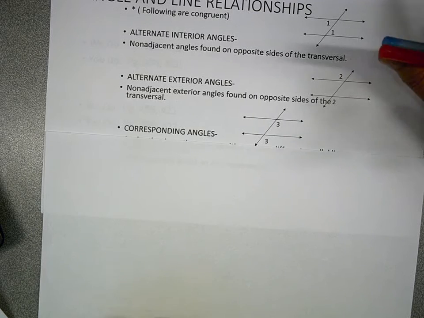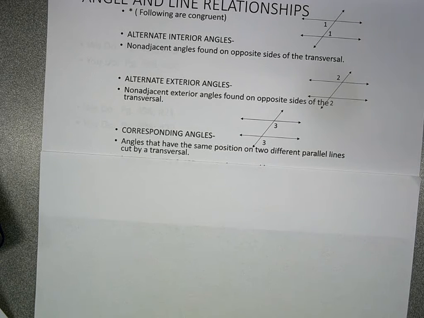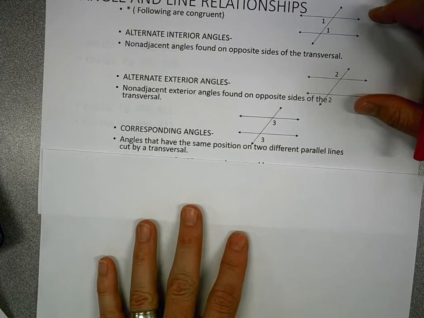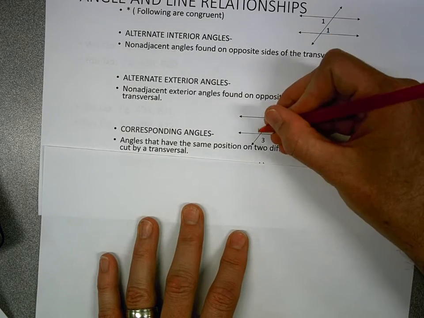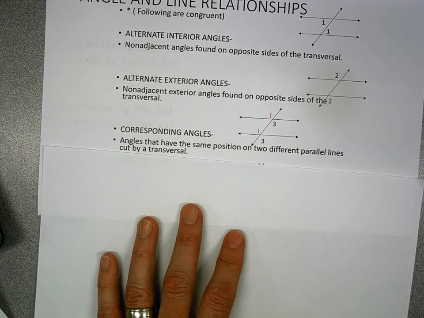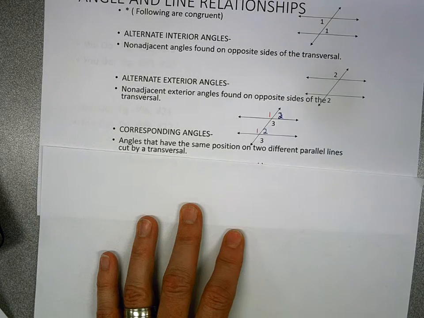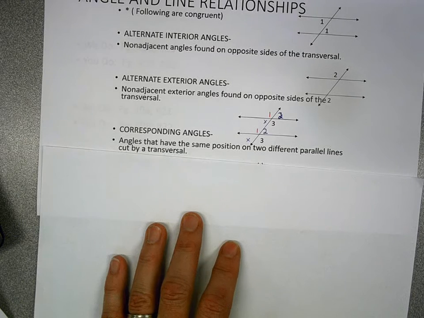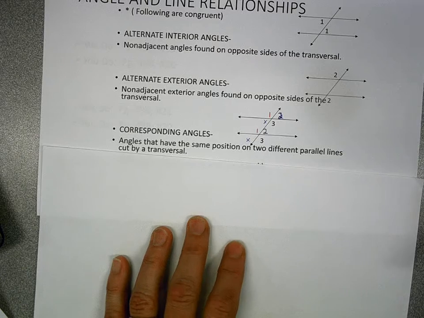And then corresponding angles, everyone. These are angles that have the same position on two different parallel lines cut by a transversal. So like that, those are corresponding angles. These would be corresponding angles, and of course, those are corresponding angles, all right? So they're all equal in measurement, or congruent to each other.